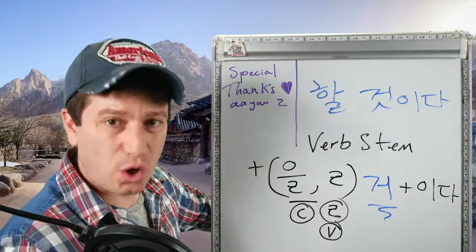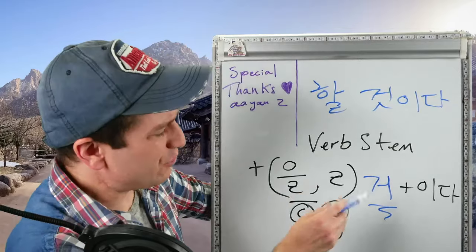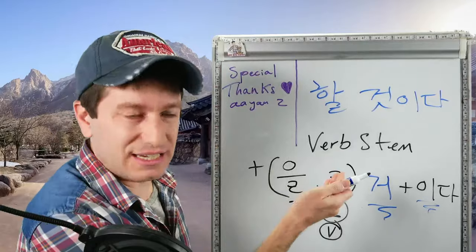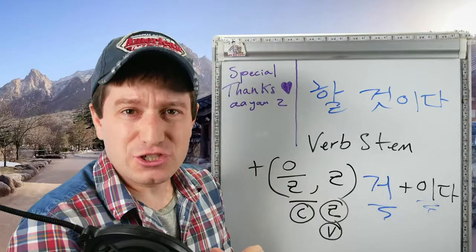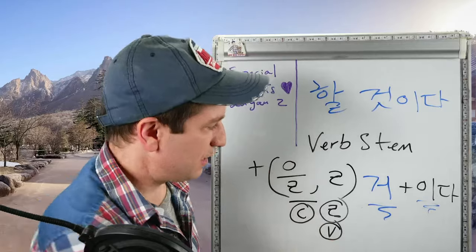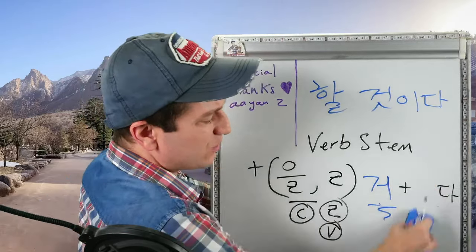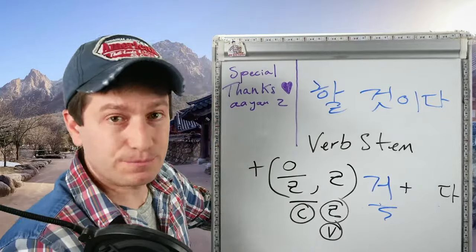So if you use 겉, you're gonna attach 이다. But if you use 걸, you're not going to attach 이다, because 이다, as you've seen, the E gets removed whenever it's used after a vowel. In this case, 걸 ends with a vowel, so you're not going to attach 이다. You're just going to attach 다, and you're done.